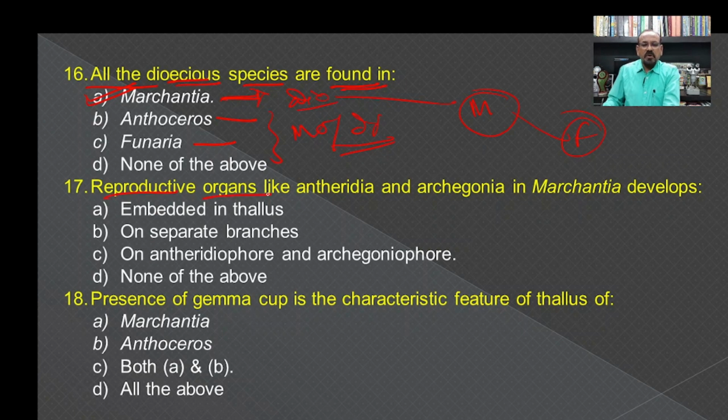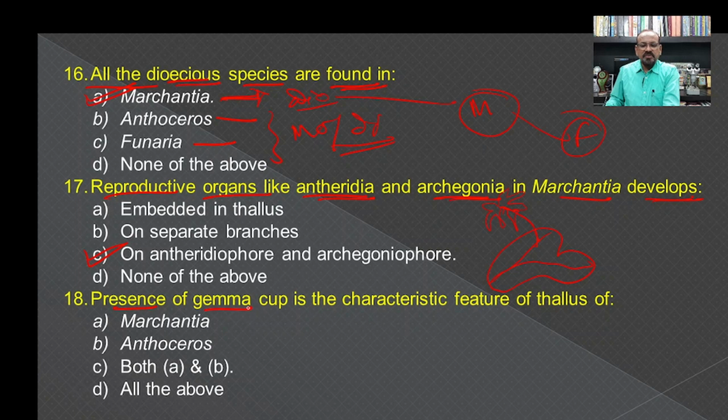Then reproductive organs like Antheridia and Archegonia in Marchantia develop on the thallus. If you see the thallus of Marchantia, say for example, if it is the male thallus, then there will be the development of such a type of structure, and that is known as the Antheridiophore. And if it is female, then it is known as the Archegoniophore. It means that there is a development of Antheridia and Archegonia on the Antheridiophore and Archegoniophore respectively.